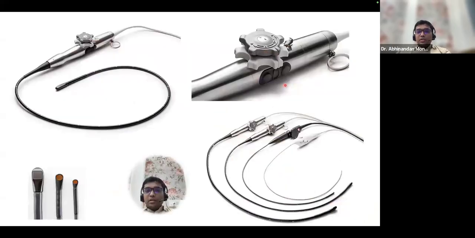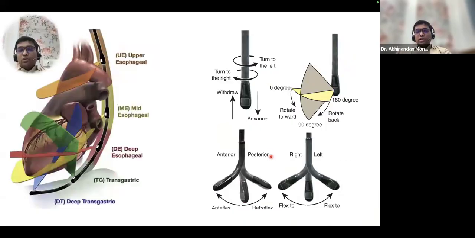And these are the switches for changing your omniplane angle. So this is the omniplane angle. Usually in a neutral condition, the omniplane angle will be active from 0 degrees to 180 degrees.